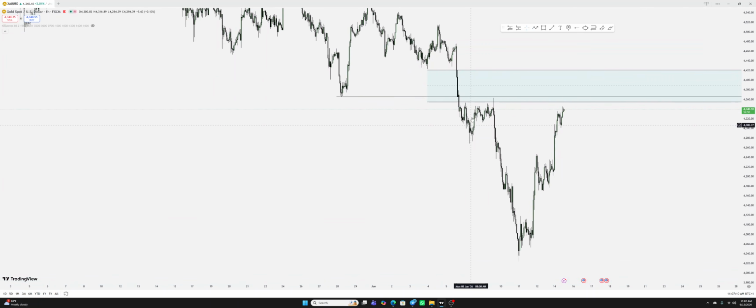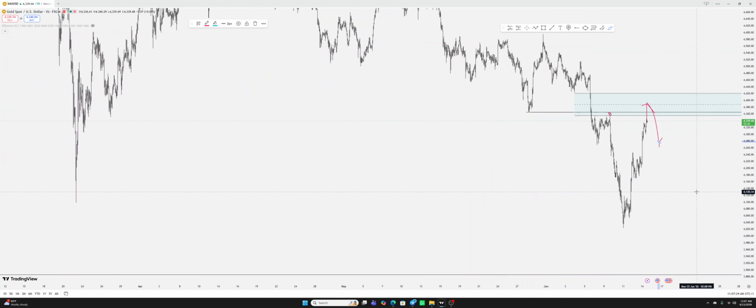And also, if you look closely, we have this high, which I consider to be an induction right here, right? Price is likely going to sweep that to the upside, and then we'll expect a reversal. But let's see how it's going to play out.